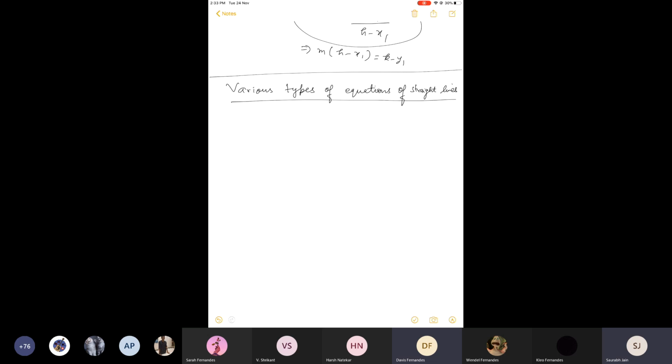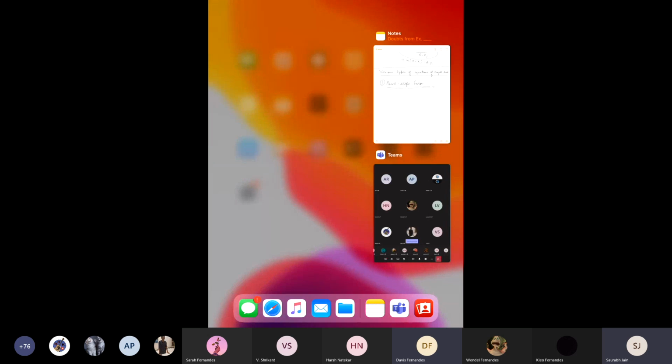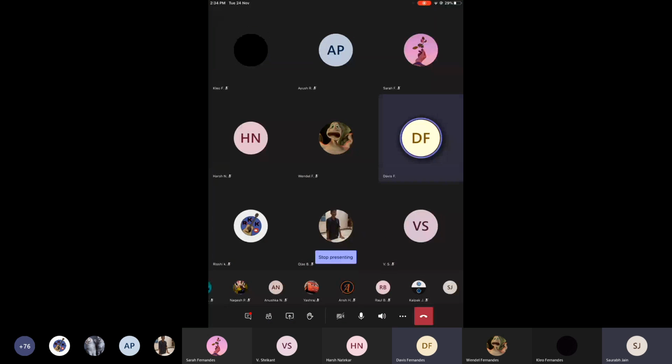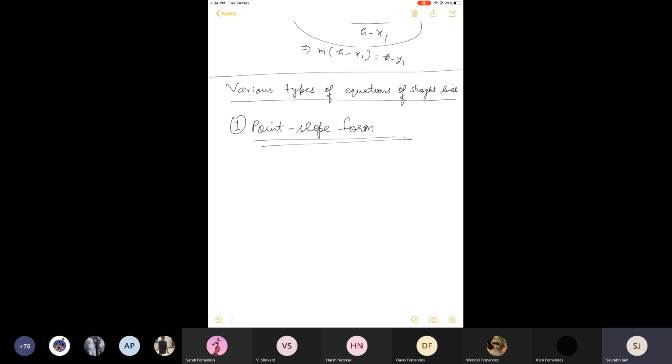So let's start with the first one. First one is point slope form. Point slope form of equation of straight line. Alright, let us see what happens in this form.